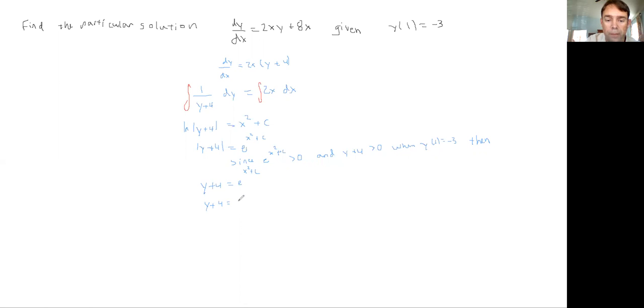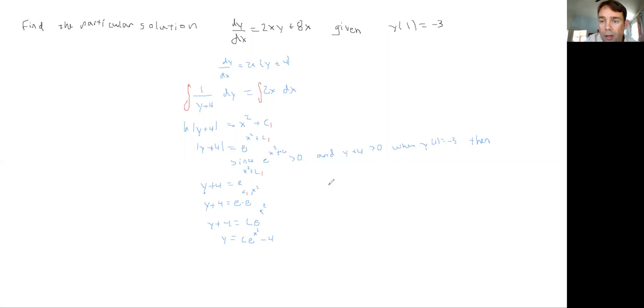So e to the c, e to the x squared. We're multiplying those together. And again, e to the c will be just c. So y plus 4 equals c times e to the x squared. Which means those c's aren't the same. So I'm going to go back, like we talked about before, and subscript all these c's because they were not the same c. So that means that y equals c times e to the x squared minus 4.